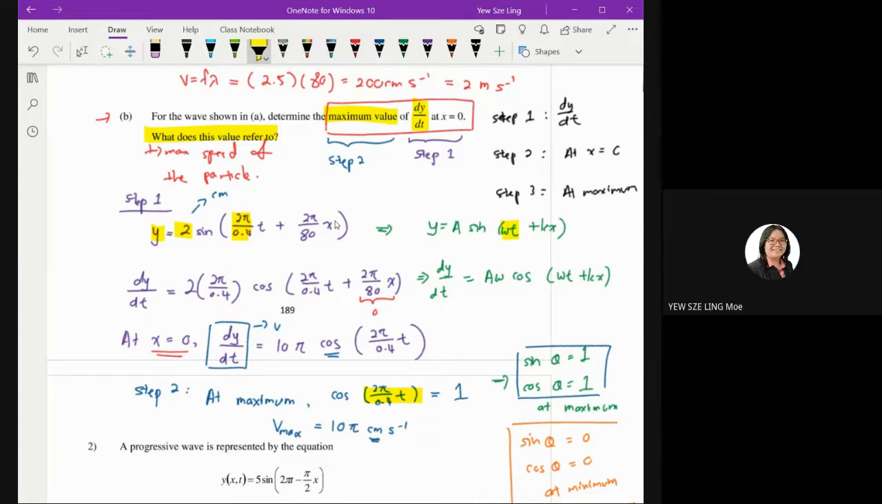Because usually we are either looking at 1 or 0. So for example, if the question says at minimum value, then our V minimum must be 0. Because when it comes to V, the negative just indicates the direction. It doesn't indicate the magnitude. So negative only means it is heading in the negative direction, but its value is still maximum, which is 1. Okay, thank you madam. All right.